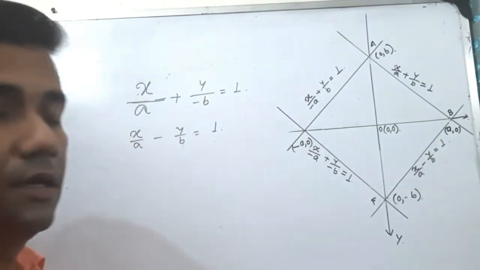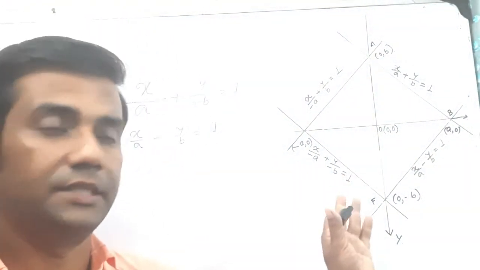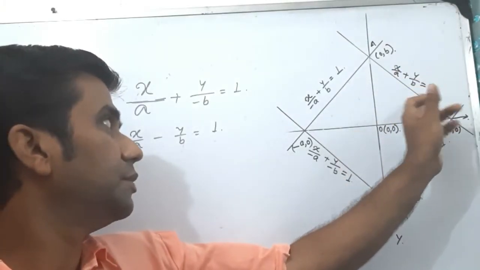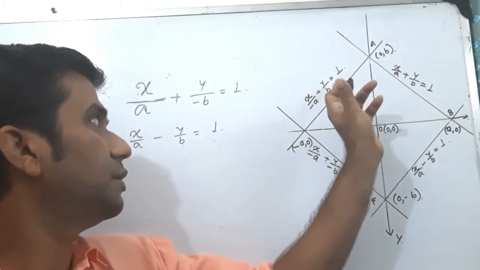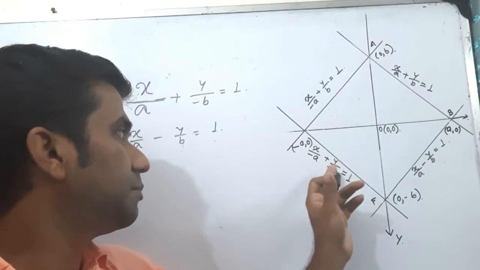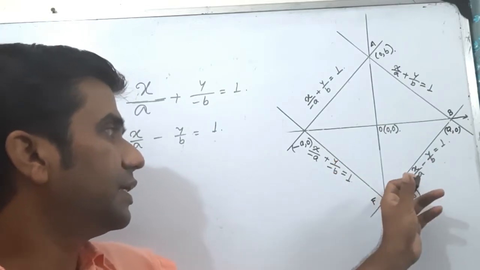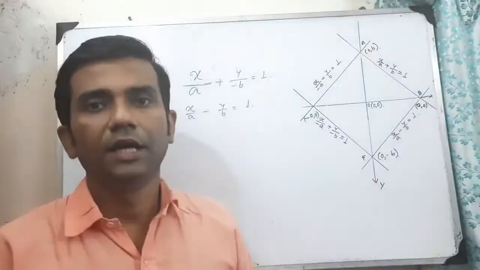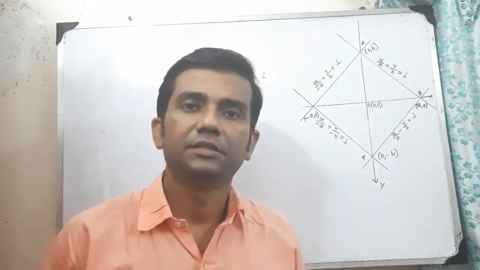Therefore we get four straight lines. That means x/a + y/b = 1, x/(-a) + y/b = 1, x/(-a) + y/(-b) = 1, and x/a - y/b = 1. This is the intercept form of a straight line.